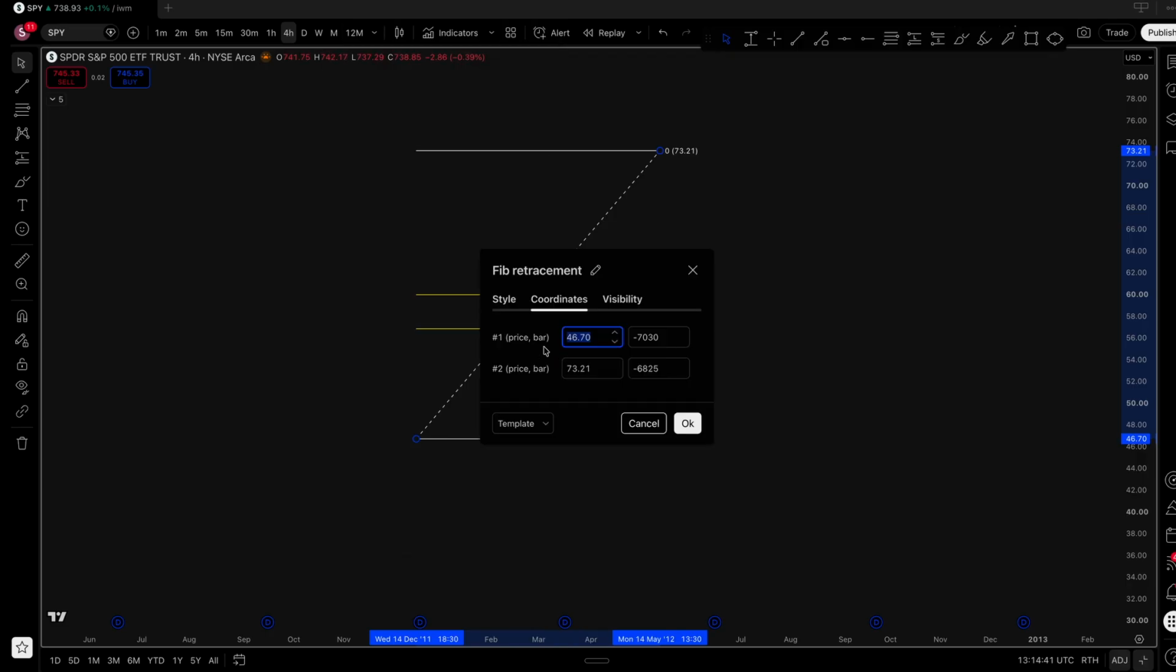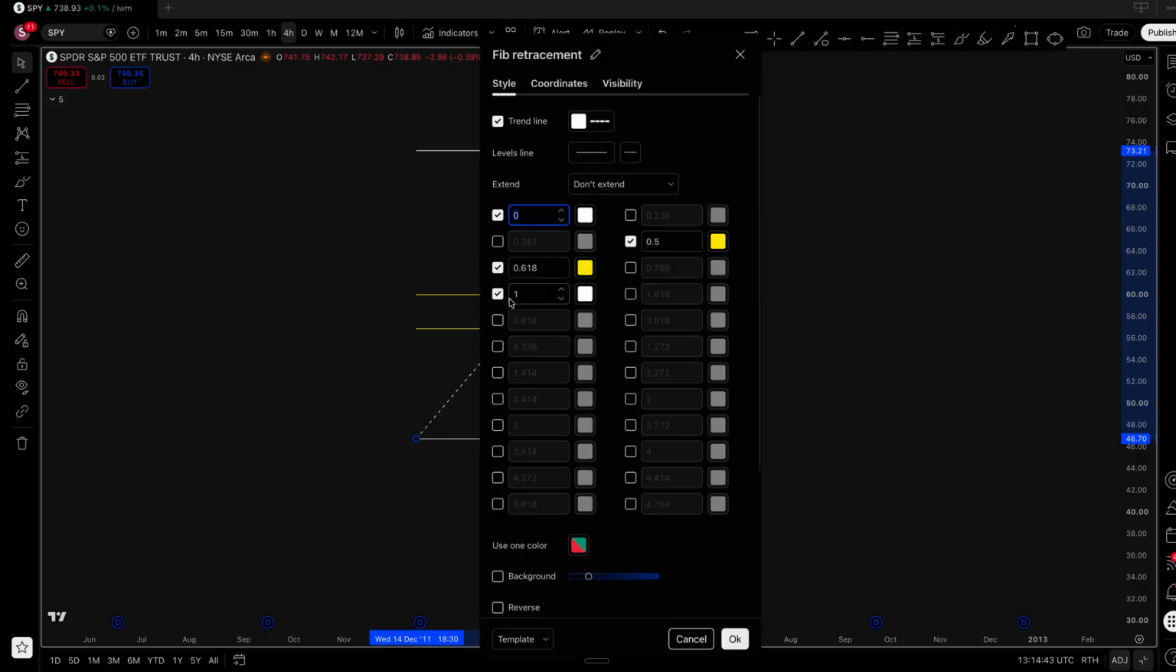Like if you look at my settings, you take a screenshot and set it up just like mine. I uncheck 38.2 and everything else. I just have my 0, my 61.8, my 1, and my 50%. I turn my 61.8 yellow and my 50% yellow. I could have a background on there, but I keep that small.